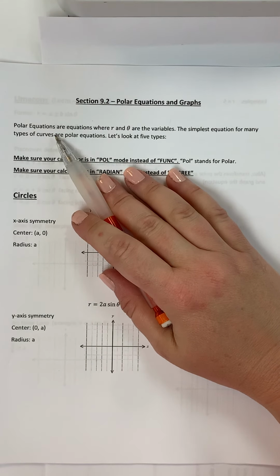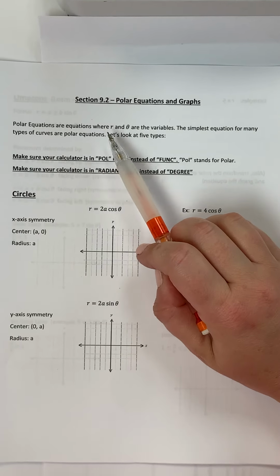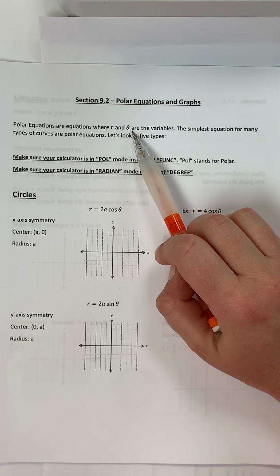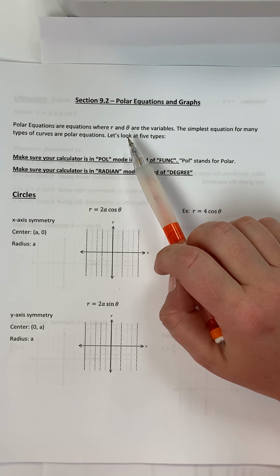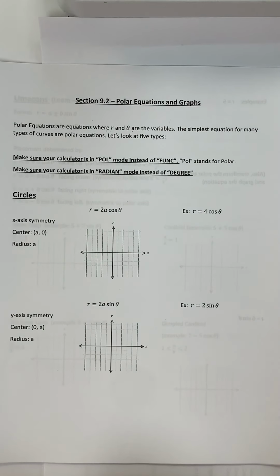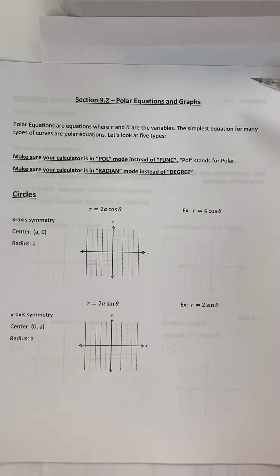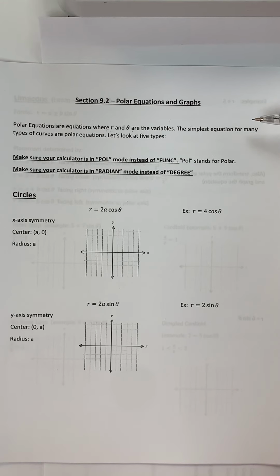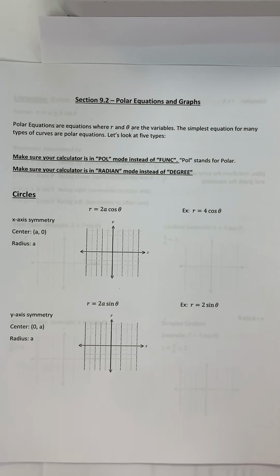So polar equations are equations where r and theta are the variables. So no more x's and y's, these are the variables now. The simplest equation for many types of curves are polar equations. So we're going to look at 5 types.